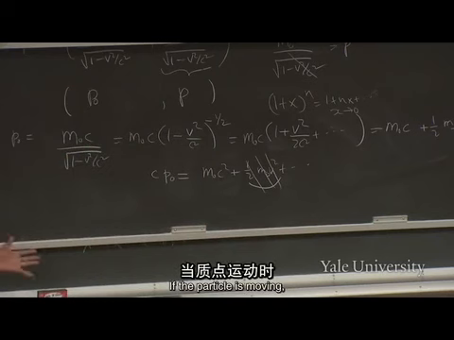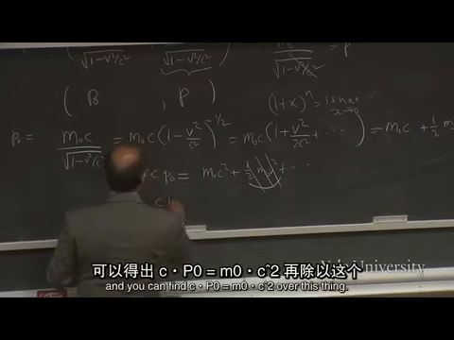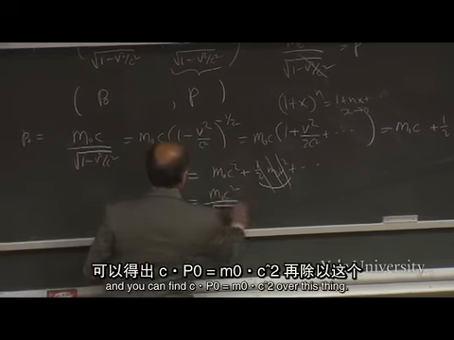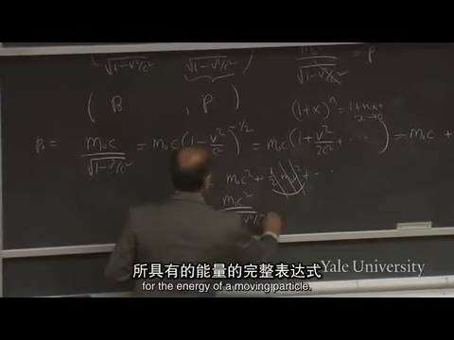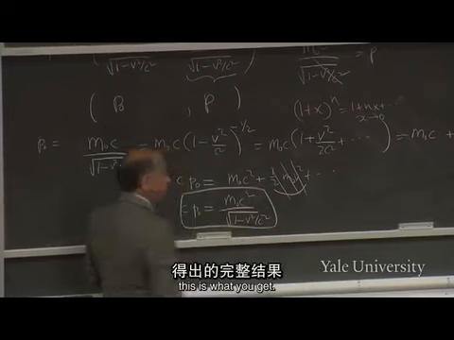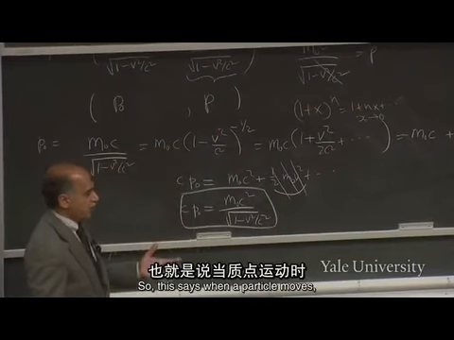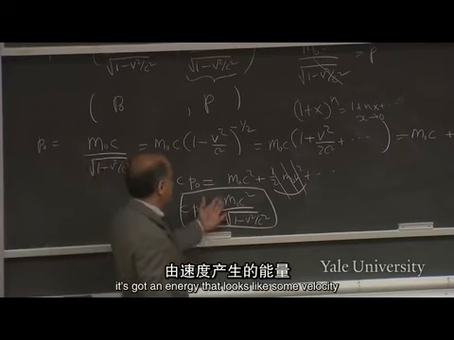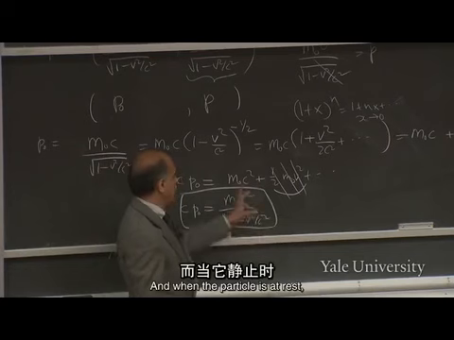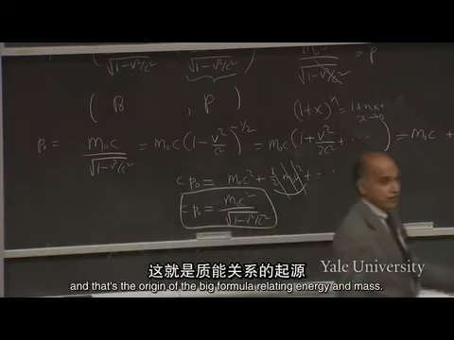If the particle is moving, then go back to the derivation, and you can find c times p naught is m naught c squared over the square root of 1 minus v squared over c squared. This is the full expression for the energy of a moving particle. Not the approximate one, but if you keep the whole thing, this is what you get. So this says when a particle moves, it's got an energy that looks like some velocity-dependent mass times c squared. And when the particle is at rest, it has got that energy, and that's the origin of the big formula relating energy and mass.